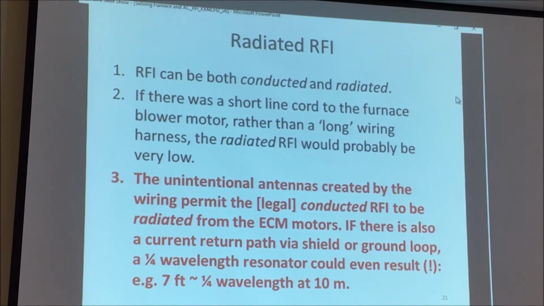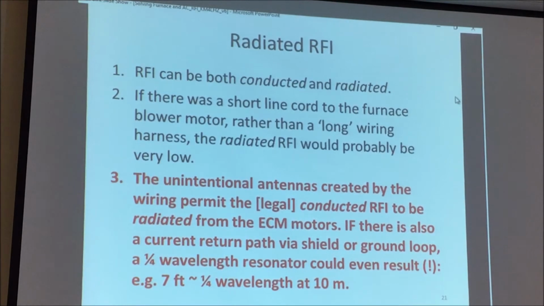He said actually when they get a new blower motor, he takes it home, puts it in his garage, puts a very short cord on it, and verifies using his own ham radio equipment that there's not much interference. So why do we get interference? Well, the answer is you get unintentional antennas created by the wiring, which permit what is actually a legal level of conducted RFI to be radiated from the ECM motors. In other words, these long wiring harnesses act like antennas, and they permit conducted RFI from the control unit in the motor to go back onto the AC line.